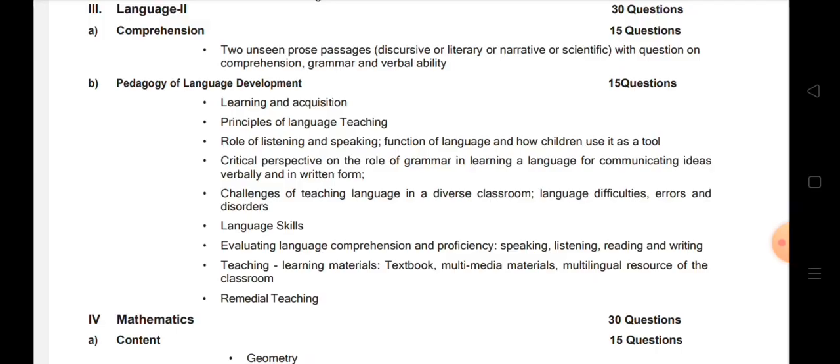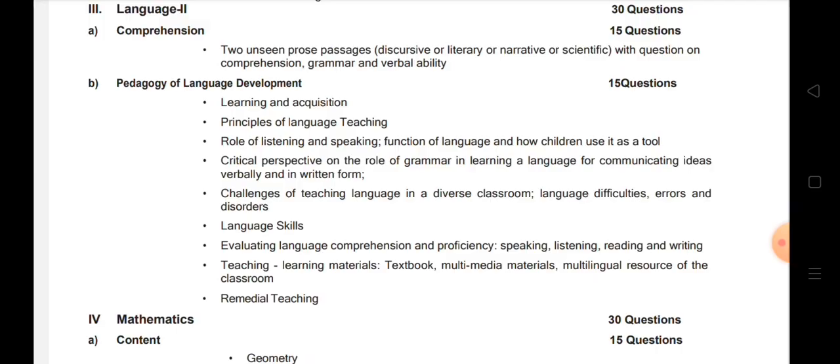Now pedagogy, all right, comprehension. So the same thing they have written here also: 2 unseen prose passages, discursive or literary or narrative or scientific, with questions on comprehension, grammar, and verbal ability. So these you have to practice. All right, you have to practice very well.